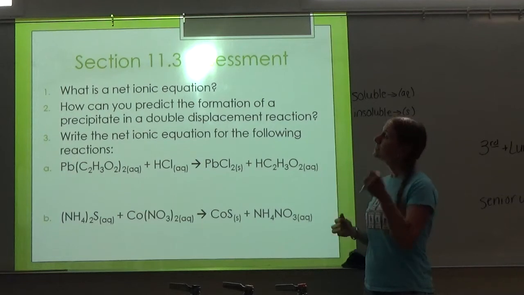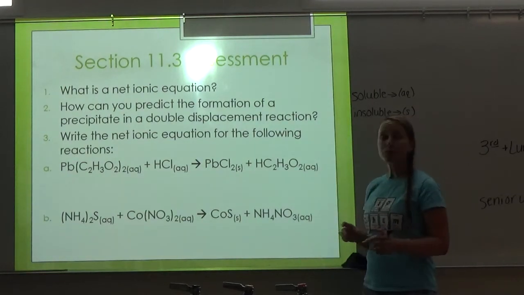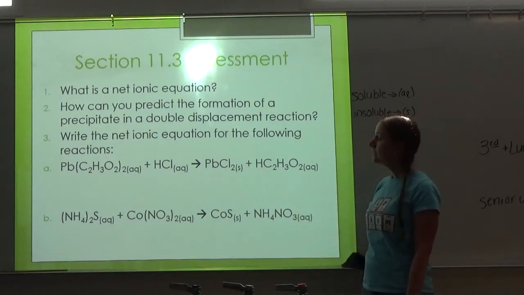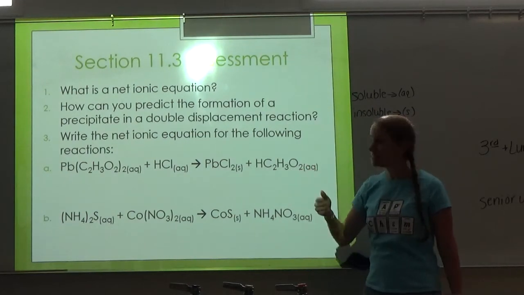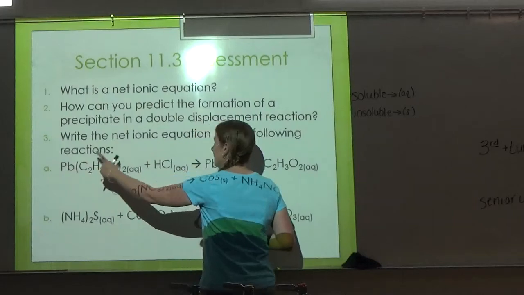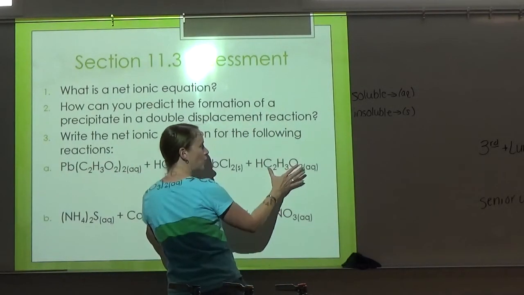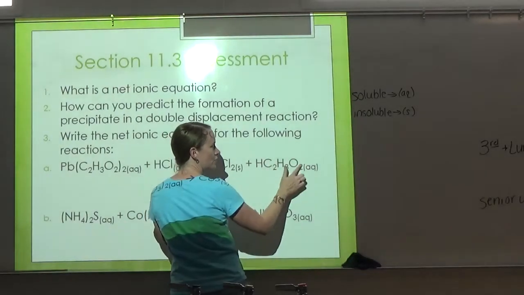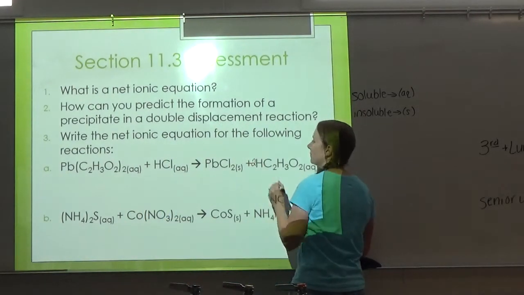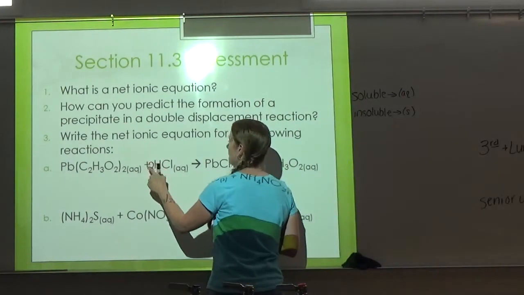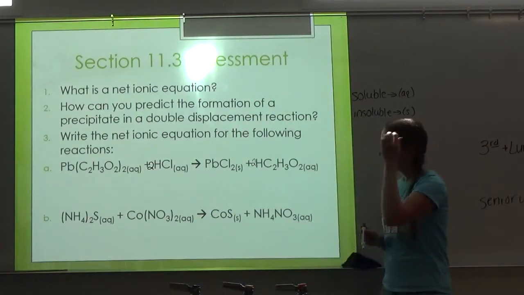So number 3, it says write the net ionic equation for the following reactions. Okay, so I'll show you the first one and then maybe you try the second one. All right, so first step is I need to balance. So I have 1 Pb, 2 acetates, and 1 acetate. Remember, this whole thing is just 1. So I need a 2. I have one Cl, two Cls, so I need two hydrogens and two hydrogens.